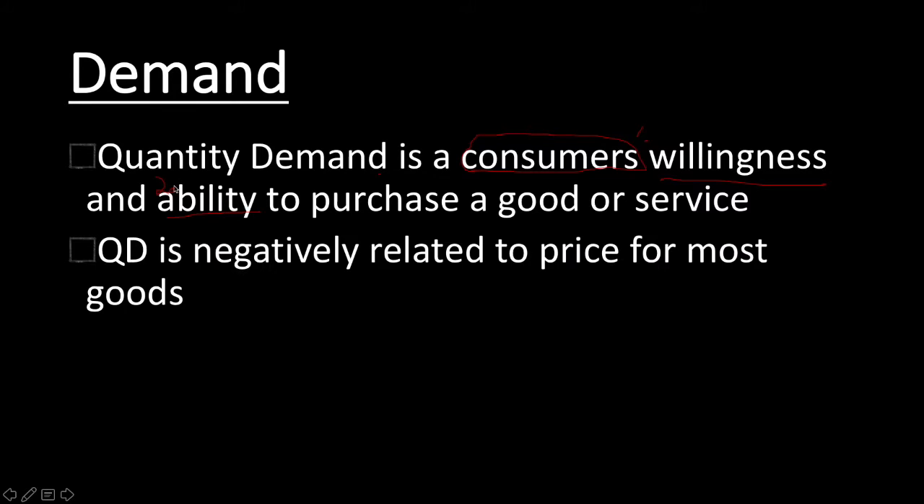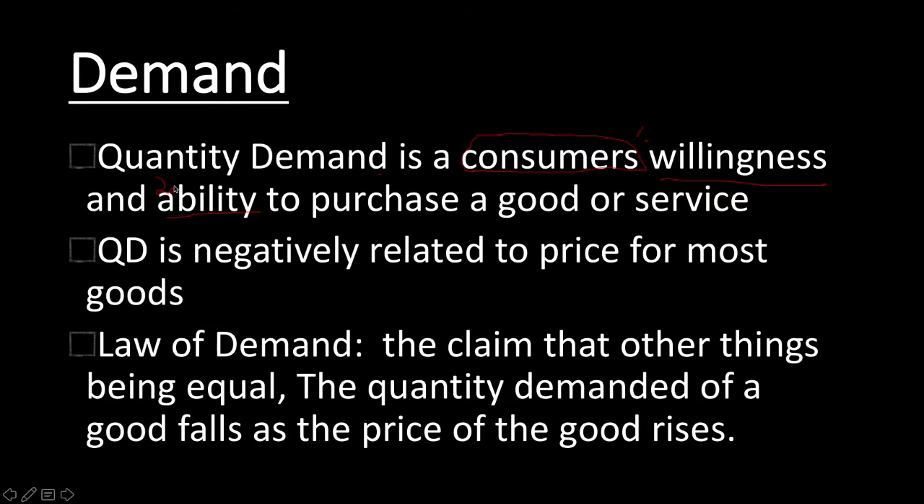Now, the relationship is quantity demanded and price are negatively or inversely related. So if the price of the good goes up, consumers demand fewer goods. If the price of the good goes down, consumers demand more of the good. And the law of demand is the claim that other things being equal, this is known as ceteris paribus, the quantity demanded of a good falls as the price of a good rises.